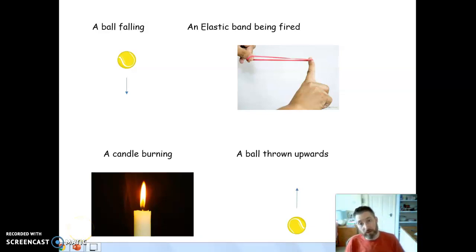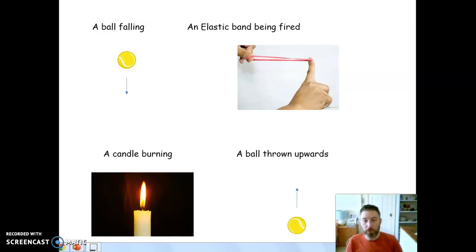We saw that earlier on. So the elastic band being stretched, that's got elastic potential energy stored in it. When you let go of that, the elastic potential energy stored decreases and the kinetic energy increases. A candle burning, we go from chemical energy, and that decreases as the thermal energy and the light energy increase.